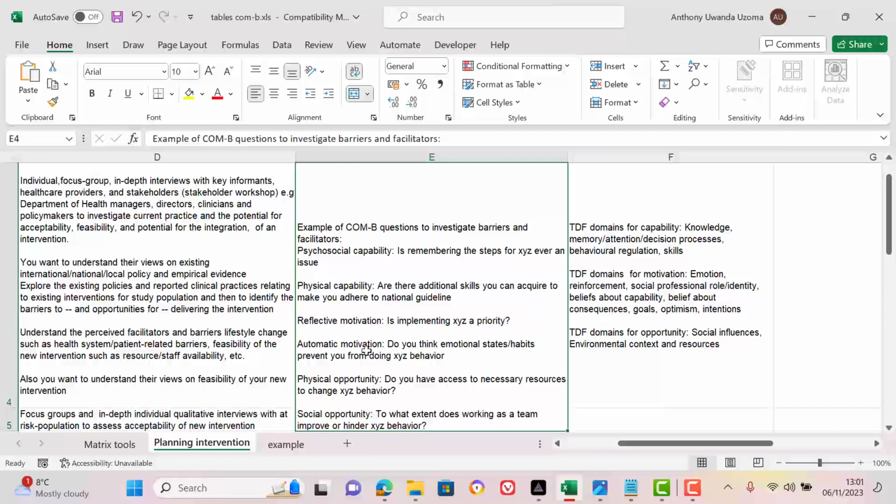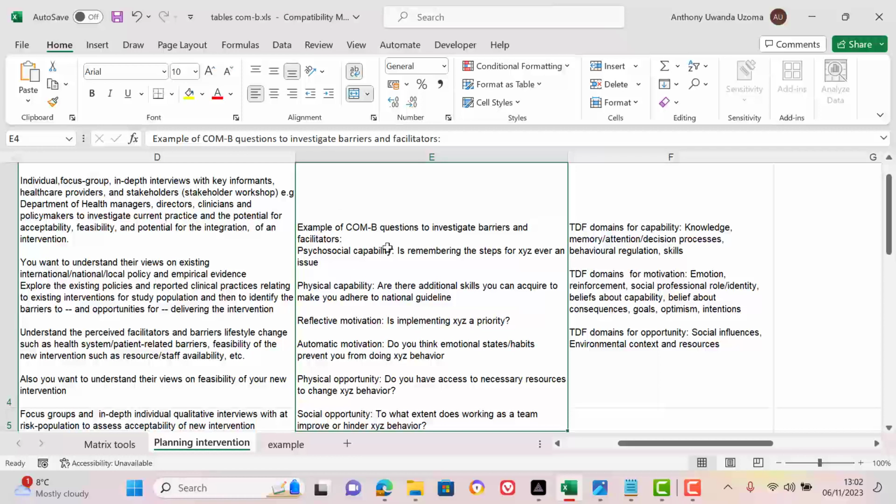For physical opportunity, do you have access to clinics, or access to places where you can go for your malaria test in pregnancy? For social opportunity, what's the influence of your peers, or your fellow pregnant mothers, on your attendance to antenatal visits? To what extent does working as a team improve or hinder your behavior? So this is using the COM-B model to frame your questions for in-depth interviews and focus groups.